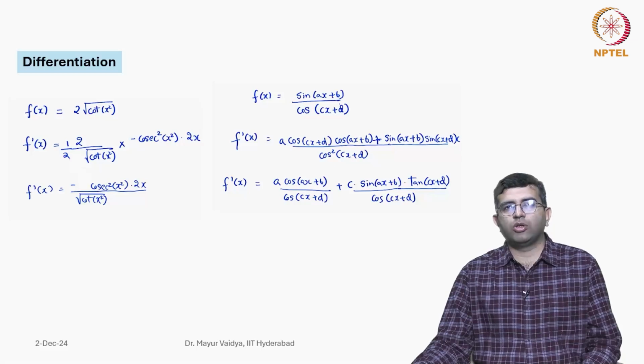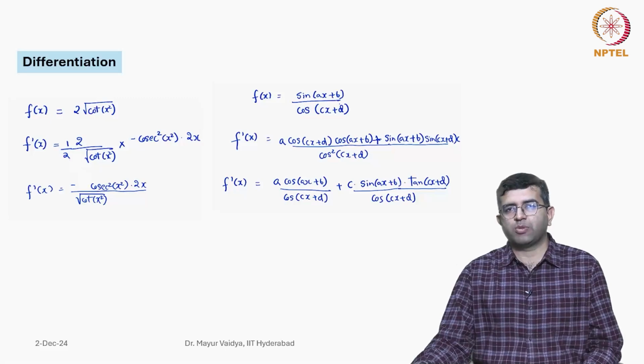Similarly, if I want to differentiate f of x equal to sine of ax plus b divided by cos of cx plus d, you first apply the quotient rule. Then in here you take cos square of cx plus d. Then you first take cos of cx plus d and differentiate the numerator, which is sine of ax plus b. So, this is cos of ax plus b, and inside, because it is ax, the differentiation of ax is simply a. So, that is how you get a cos of cx plus d into cos of ax plus b.